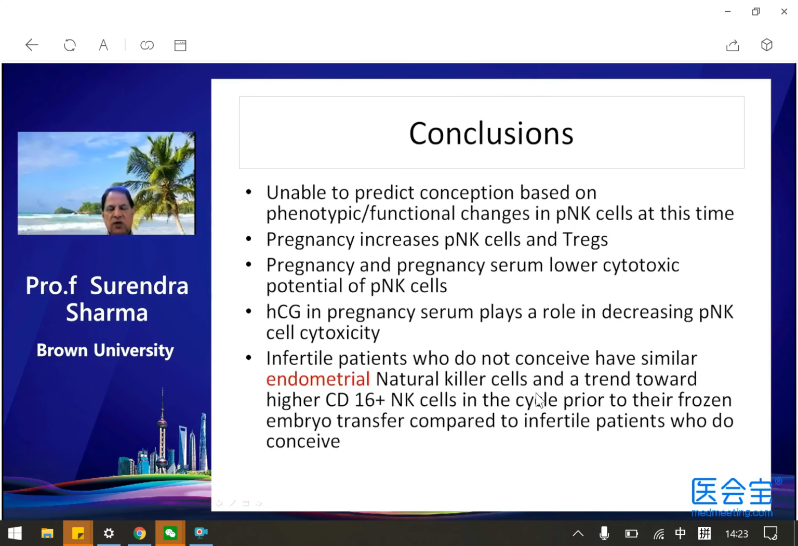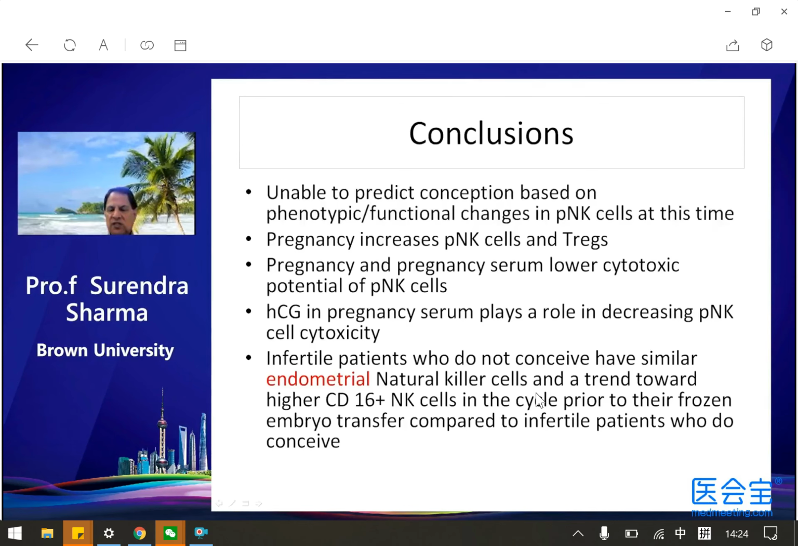So let me take you through the conclusions. At this point, with just a limited number of samples, we are not able to predict conception based on phenotypic and functional changes in pelvic NK cells. As I showed you, pregnancy increases pelvic NK cells and regulatory T cells. Pregnancy and pregnancy serum lower the cytotoxic potential of pelvic NK cells. SCG in pregnancy serum plays a role in decreasing pelvic NK cell cytotoxicity.